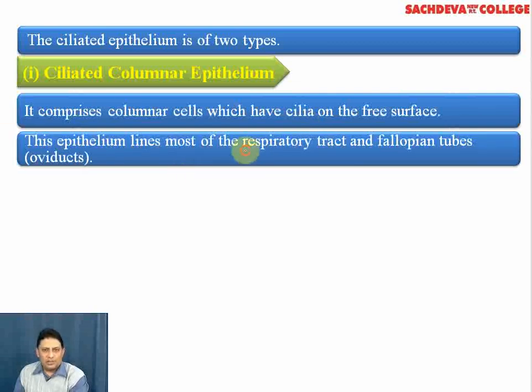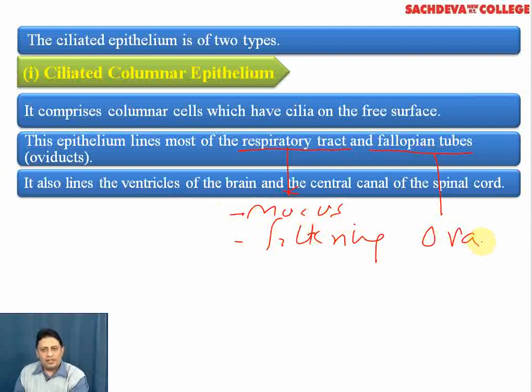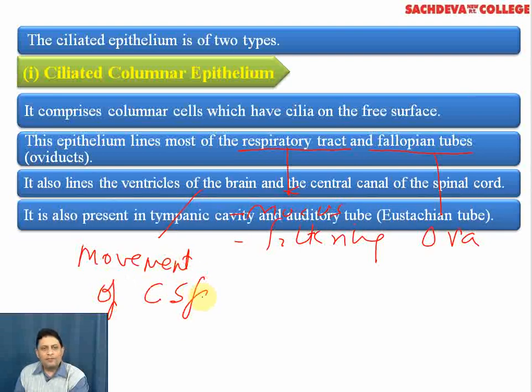This type of epithelium is present in the respiratory tract and fallopian tubes. In the respiratory tract, it helps in movement of the mucus, and it also helps in filtering the incoming air from dust and microorganisms. In fallopian tubes, it helps in movement of the ova. It is also present in the ventricles of the brain and central canal of the spinal cord. In this part, it helps in movement of cerebrospinal fluid. It is also present in tympanic cavity and auditory tube.